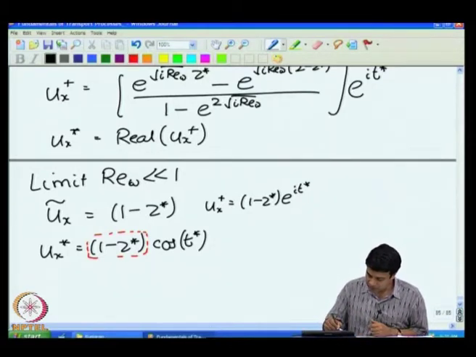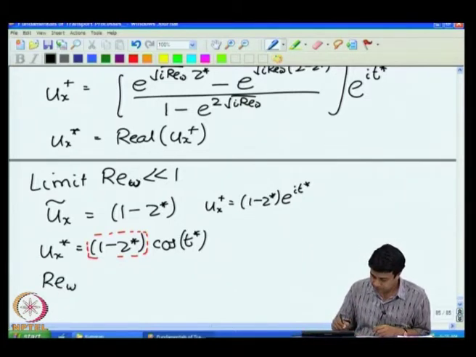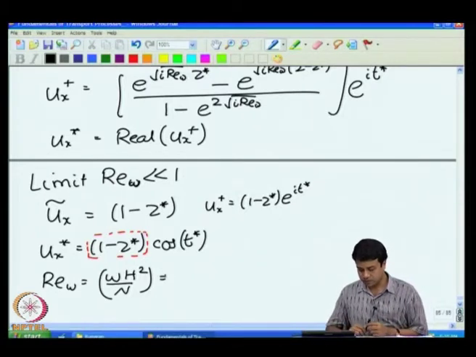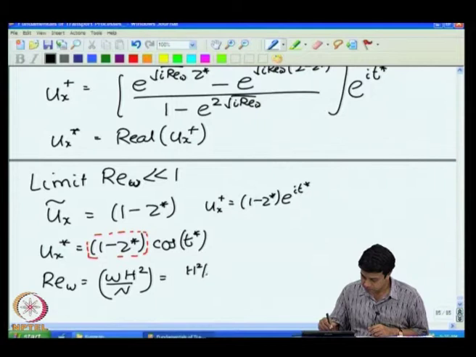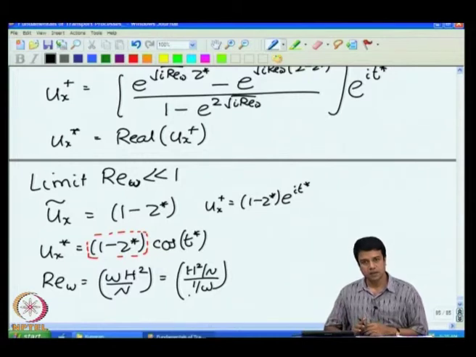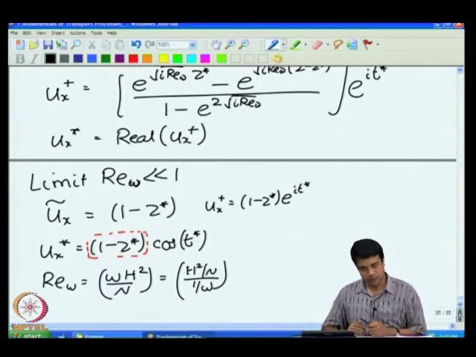What does Re omega physically mean? As I discussed before, Re omega is equal to omega h square by nu, which is equal to h square by nu divided by 1 over omega. H square by nu is the time taken for diffusion over a length of order h. It is the time for diffusion over a distance comparable to h. 1 over omega is the period of oscillation of the bottom plate.